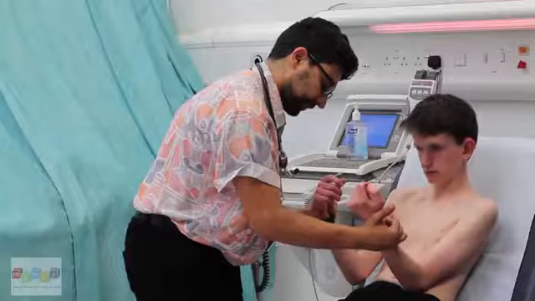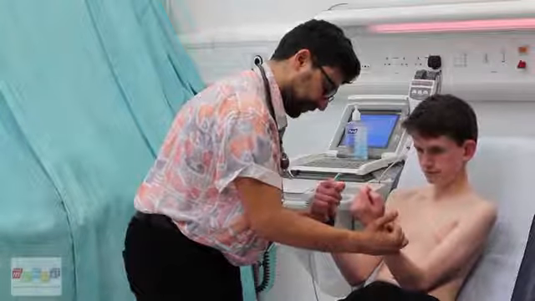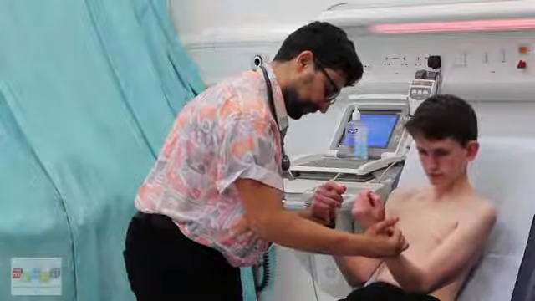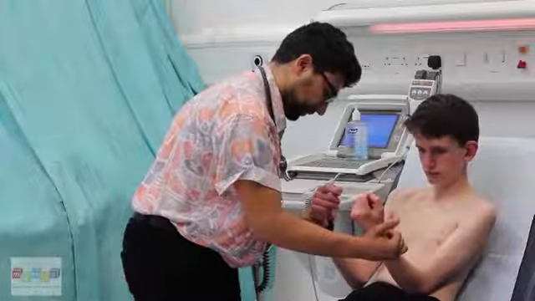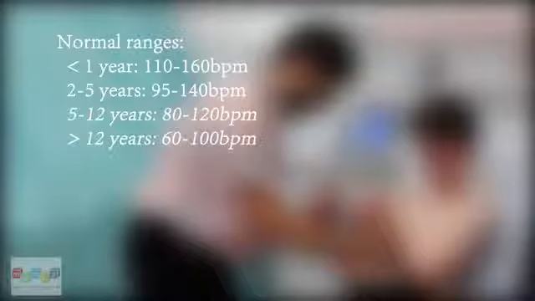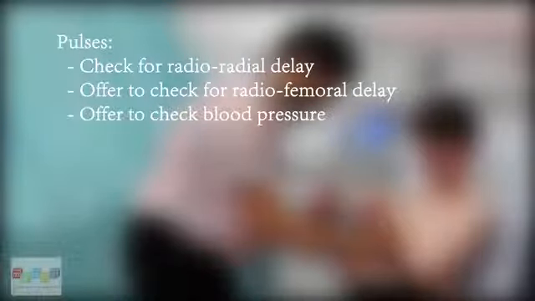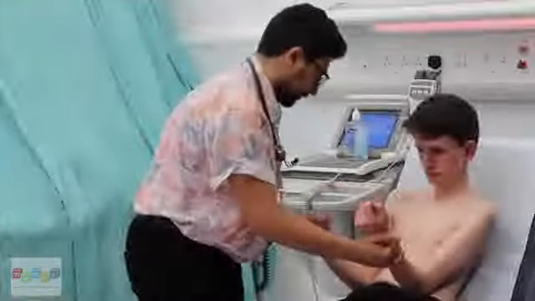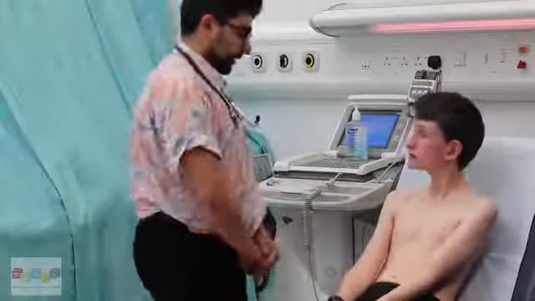Assess the rate, rhythm, character and volume of the radial pulse. Remember that the normal heart rates for children differ by age. Although knowing the rates for each category is useful, you are most likely to encounter the last two in an OSCE scenario. Check for radio-radial delay and remember to offer to check for radio-femoral delay and to take the child's blood pressure. Okay, so just moving on up to the face now.